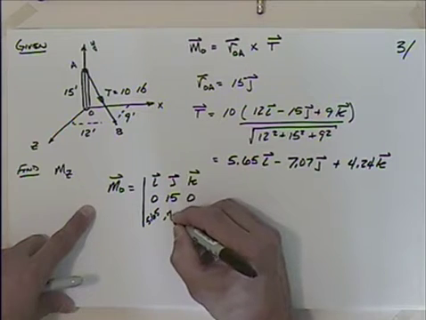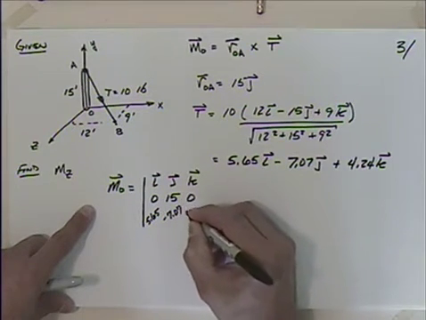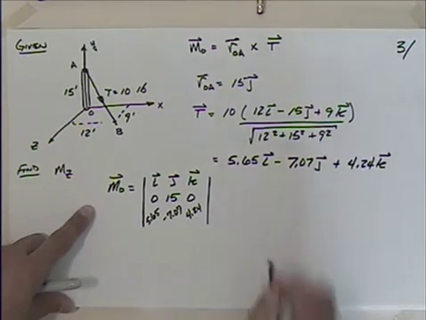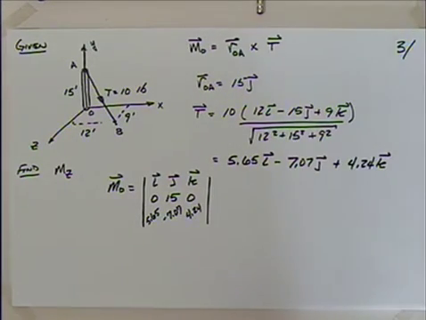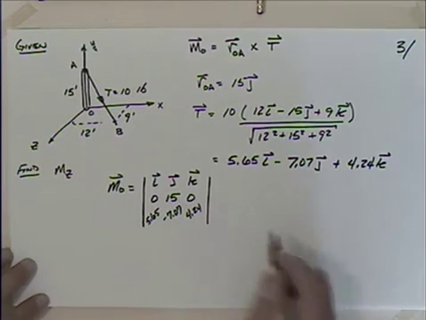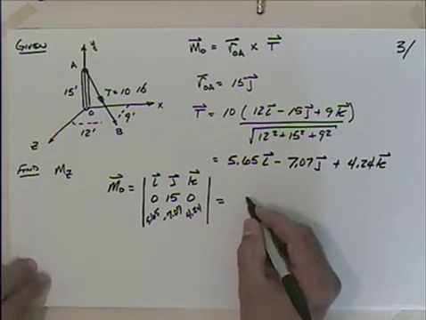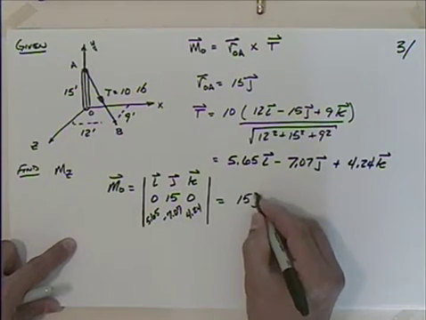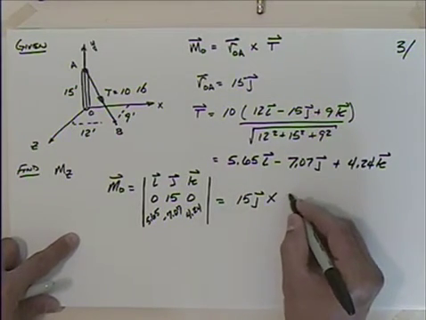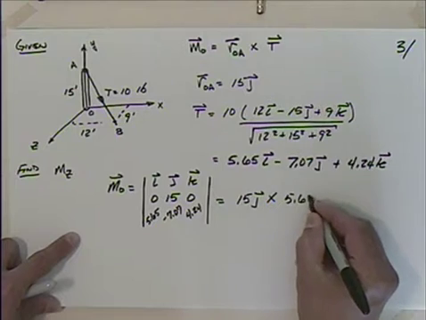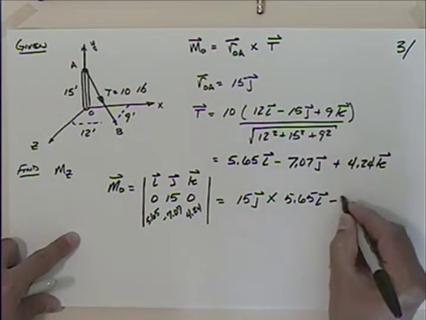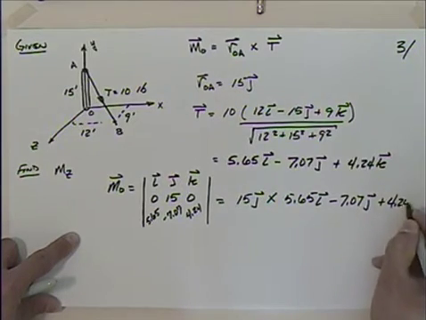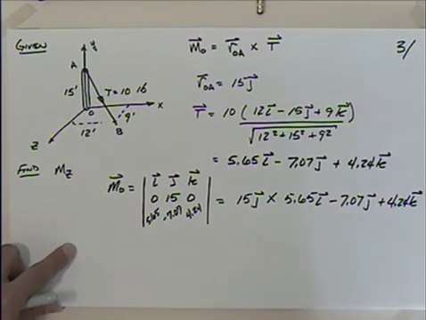And minus 7.07 and 4.24. Okay. And there's a couple ways. I mean, you could say it was this, or you could actually just say that you had 15 in the J, and you're going to cross that with 5.65 in the I, minus 7.07 in the J, plus 4.24 in the K.